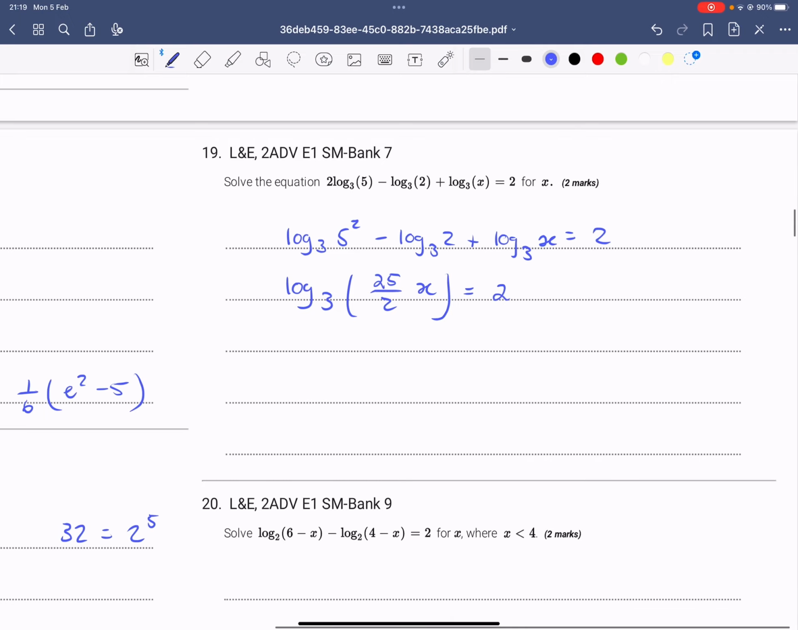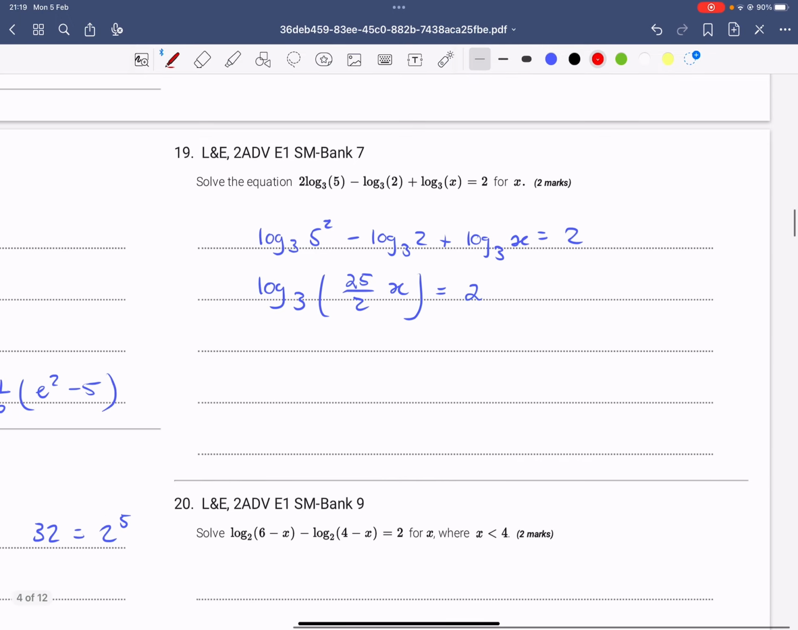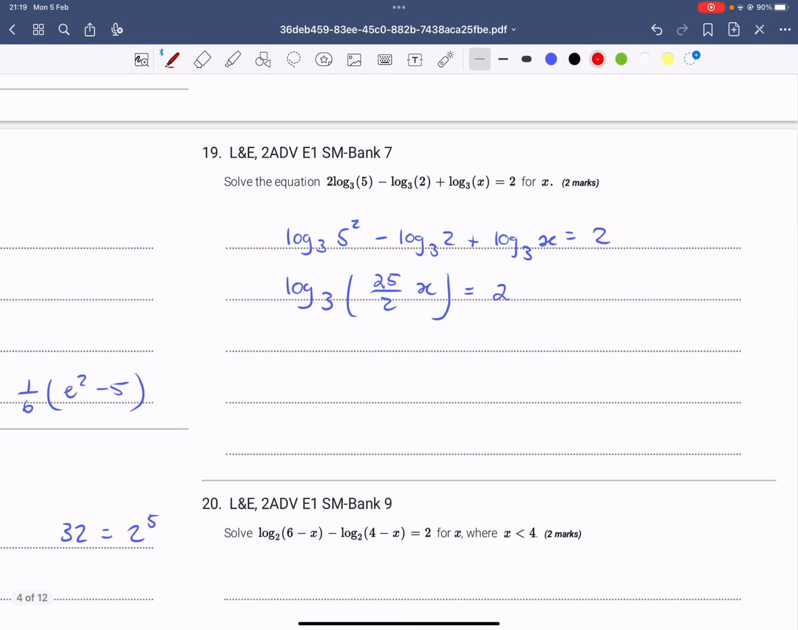Then we're just simply going to use the rearrangement of logarithms. So we might remember that a to the power of x equaling b, x is equal to log base a of b. So going back the other way, we're going to say 25 on 2x is equal to 3 to the power of 2. Rearranging that, we're going to go 9 times 2. X is going to equal 18 on 25.